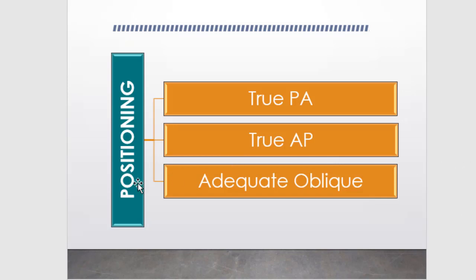So when you talk about the first criteria here, the positioning part, three outcomes can be observed based on each radiograph. If you intended to do a PA radiograph, it will be true PA. We need to check the positioning of the patient to make sure the patient is in true PA condition. Next, true AP, which is the anteroposterior, and the third one is the adequate oblique. Okay, we'll look into it.